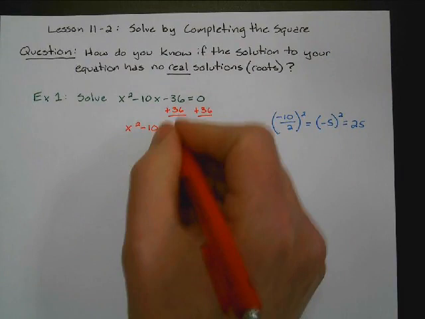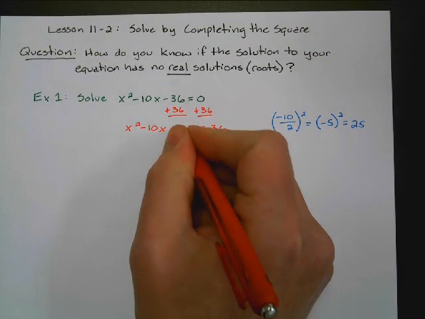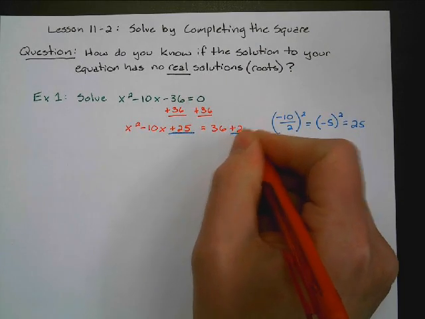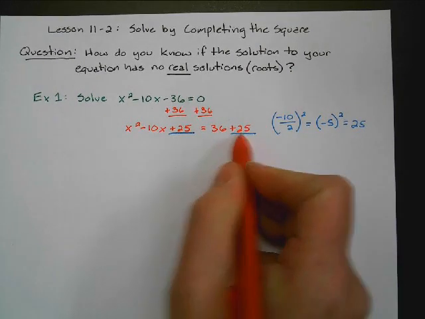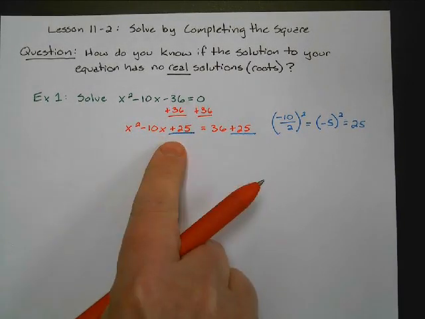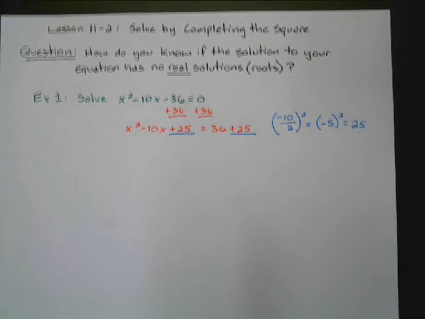So we're going to add 25 to this side of the equation. And we're going to add 25 to this side of the equation. We have to add the same numbers to both sides because the addition property of equality says if we add one number to one side, we have to add it to the other side.